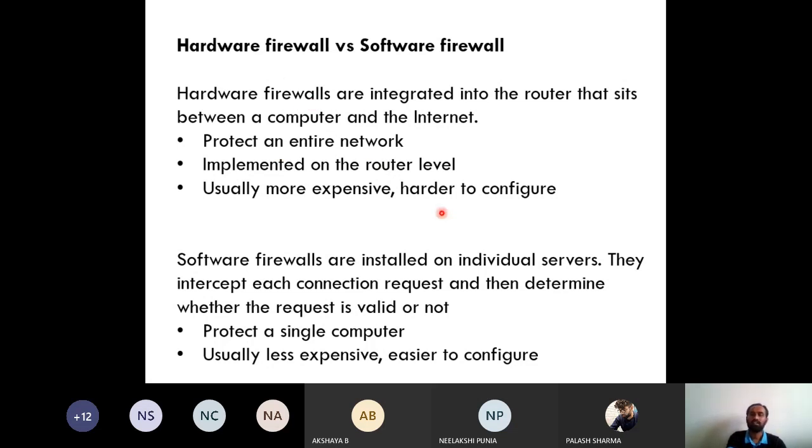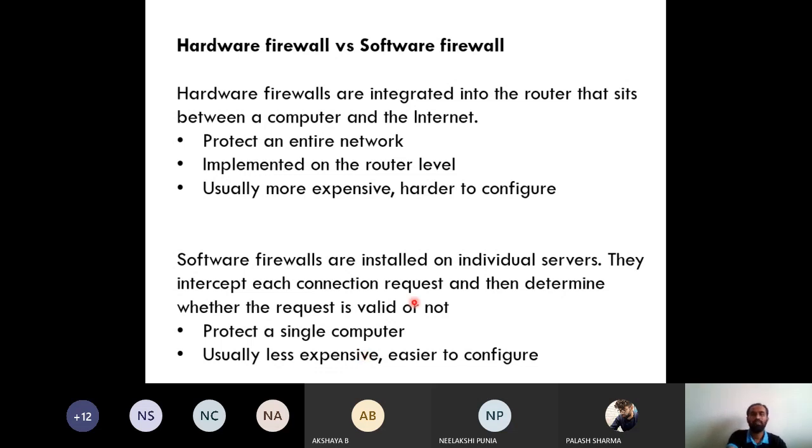When it comes to the software firewall, this is at the individual machine, the individual server. When you install it on an individual server, it only protects that single computer. It is not going to protect all the devices. And obviously, as you are dealing with only a single device, the expense is also less. I hope you are getting this.